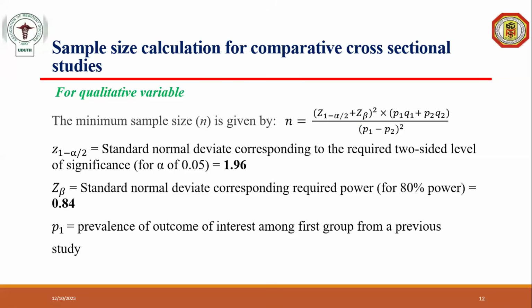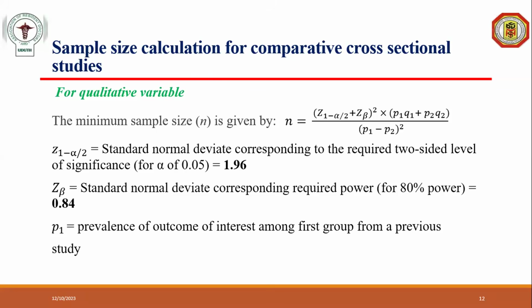You can also conduct a cross-sectional study among two different patient groups, maybe patients with a certain problem and patients with another problem. You want to compare one measurement or one outcome between the two. So this is also a comparative cross-sectional study. So what is the formula?